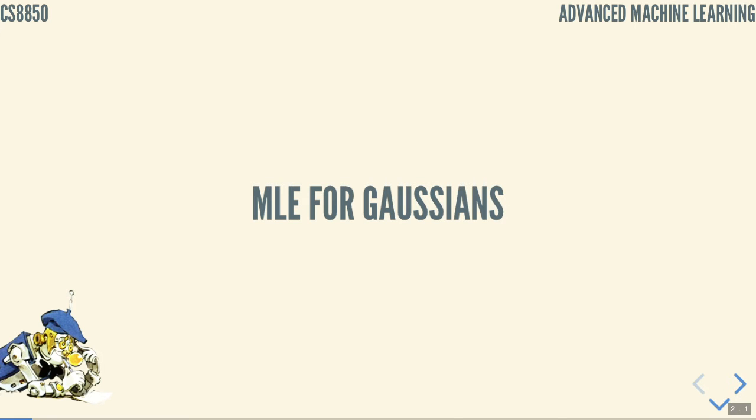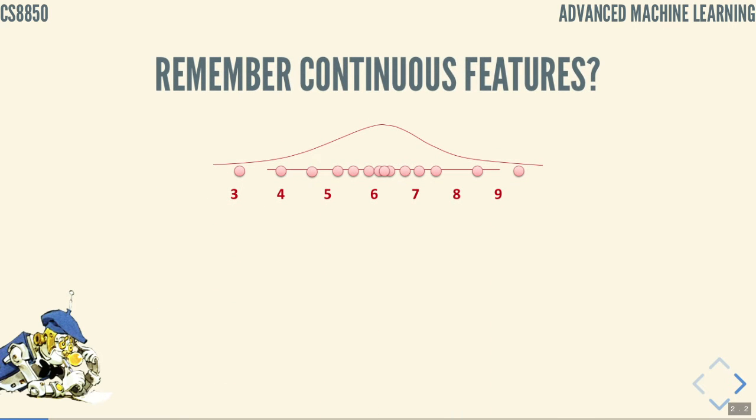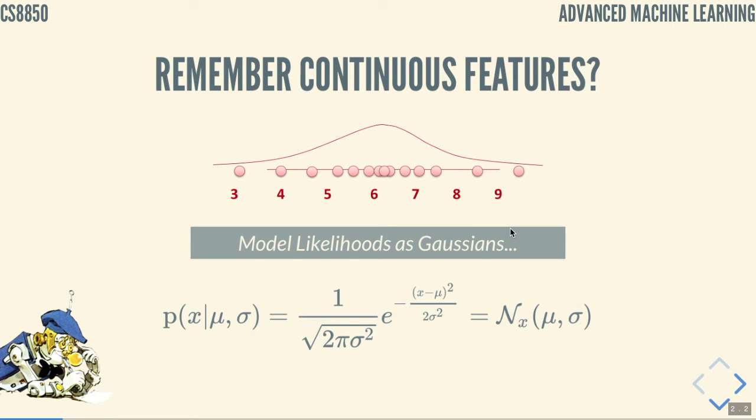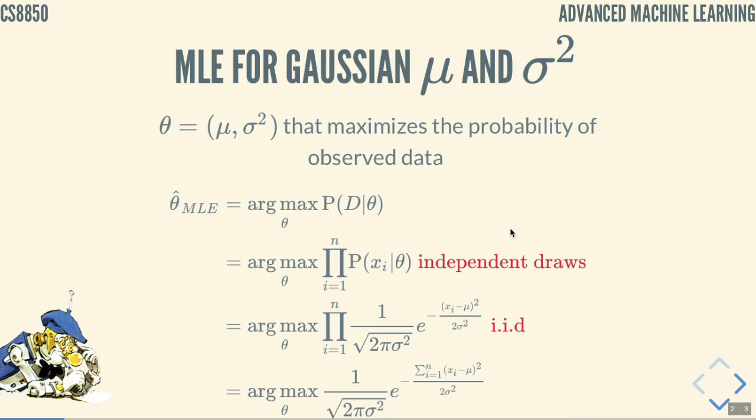MLE for Gaussians. Remember the continuous features? When we had our continuous features in our maximum likelihood estimation lecture number 9, we didn't want to or didn't know how to deal with them at first. But then it was easy, right? Let's formulate our likelihood and then let's maximize the likelihood. If we model our likelihood as a Gaussian, it becomes quite easy.